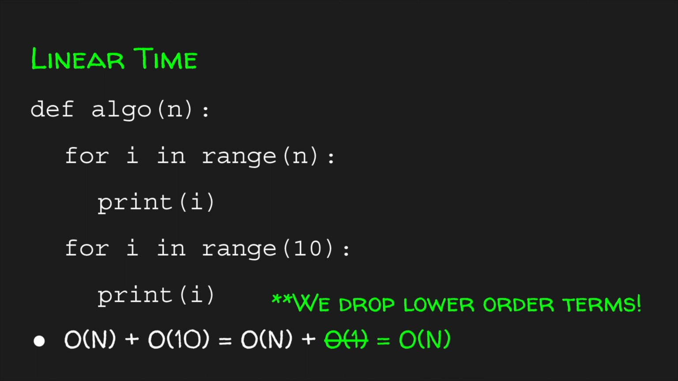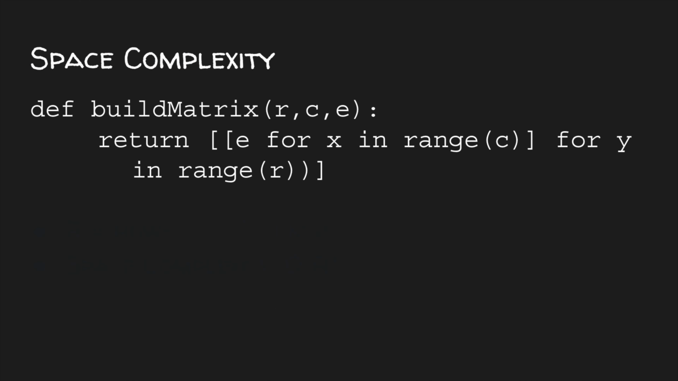So far, we've only been talking about time complexity. So let's do a problem with space complexity. In this function, we are building a matrix with r rows and c columns, and we want every element in this matrix to be E. Since the matrix has r rows and c columns, the space complexity is r times c.